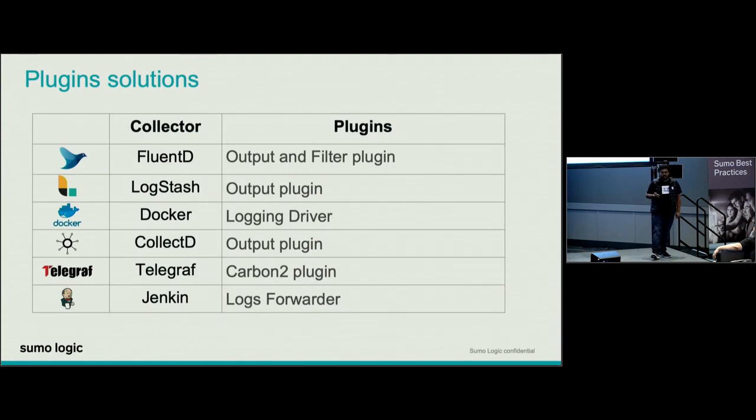These are the primary collectors to which we provide plugins in some way or other. For Fluentd and Logstash, we have output plugins. Fluentd and Logstash are primarily known for log collection. We also have a logging driver for Docker. For metrics, we provide an output plugin for CollectD and a Carbon2 plugin for Telegraf. These are the well-known collectors for metrics environments. We also have a plugin to collect logs from Jenkins.